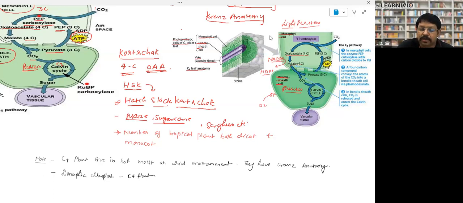So, is this Kranz anatomy clear or not? Tell me, both of you, Martin and Caleb, quickly. Yes, sir, it's clear. Okay. Martin, clear to you?